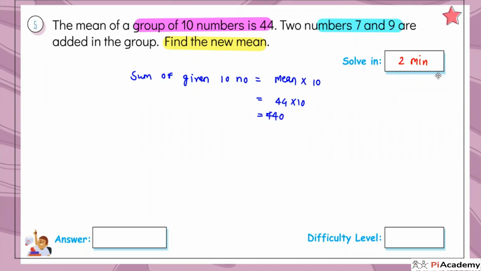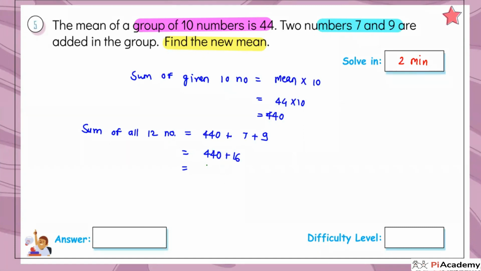Now you are adding two more numbers into it. After adding these, the total count will be 12. So the sum of all 12 numbers: previously the sum of 10 numbers is 440, and now the 11th number is 7 and the 12th number is 9. So 440 as it is, and 7 plus 9 is clearly 16. If you add this properly, you are going to get 456.